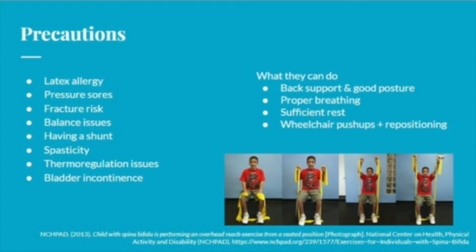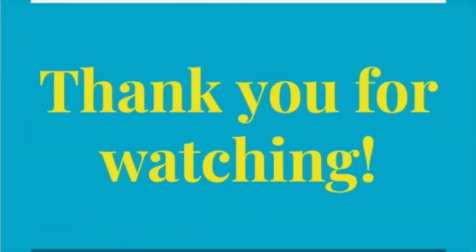Another precaution is if they have a shunt. If they have a shunt, they should be avoiding any physical activity that is contact, so contact sports like football and rolling activities and even jumping from heights should be avoided. Some other precautions to keep in mind are muscle spasticity, thermoregulation, because they may not have normal sensations, and bladder incontinence, so making sure they go to the bathroom before exercising.